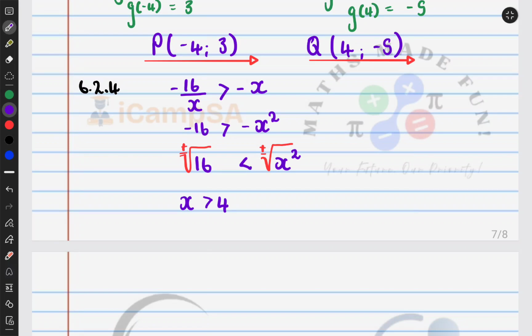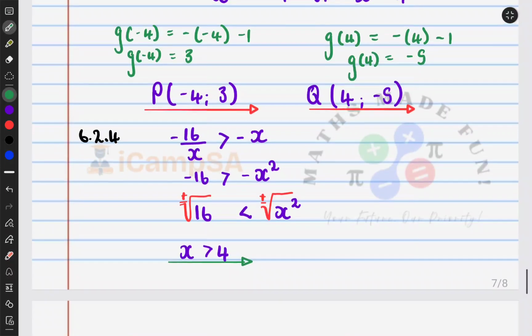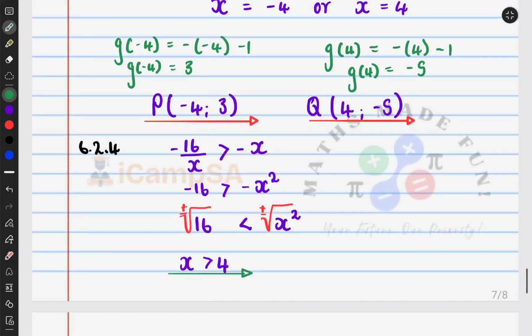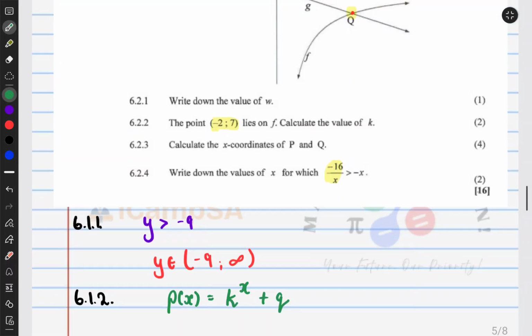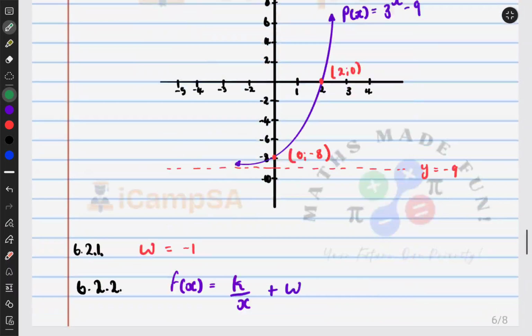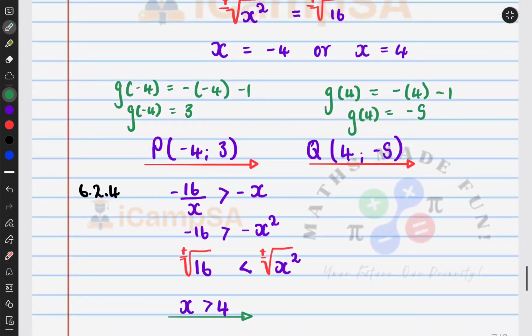A negative 4. So introduce a negative square root on both sides. Yeah, let's just go with this one answer, where x is greater than 4. This will validate the inequality. Yeah, okay. That is question 6.2.4. And until we meet again, I wish you good luck and good studying.